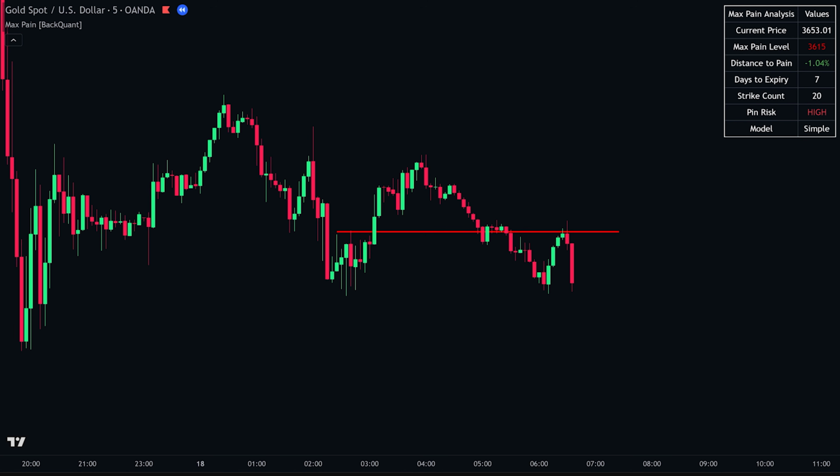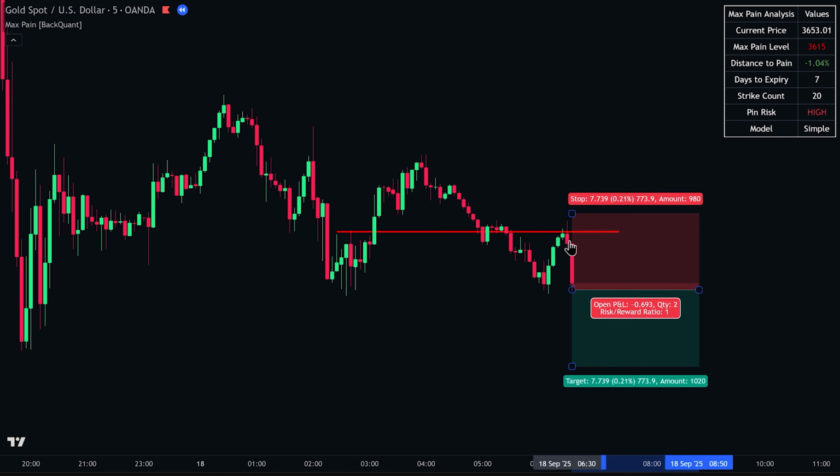You want to see price breaking below the red max pain line with a strong bearish candle. That tells you the max pain level has switched from support to resistance. Wait for price to pull back up and retest the red line from below. Once you see a bearish rejection candle closing back under the line, that confirms the retest is valid. Enter your sell trade at the close of that bearish retest candle.